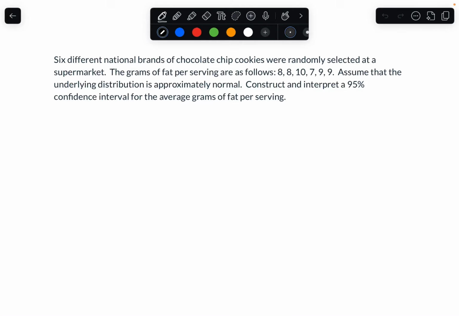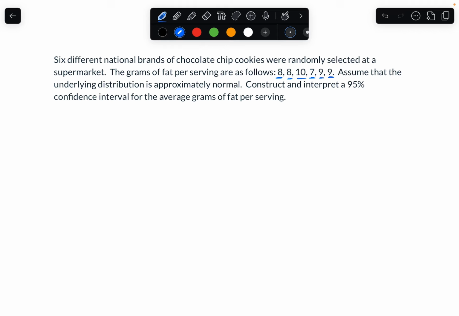In this video, we're going to take a look at an example of how to construct a confidence interval using the t-distribution. So it says 6 different national brands of chocolate chip cookies were randomly selected at a supermarket. The grams of fat were as follows, and they gave us some sample information. We've got 8, 8, 10, 7, 9, 9. Assume that the underlying distribution is approximately normal. Construct a 95% confidence interval for the average grams of fat per serving.